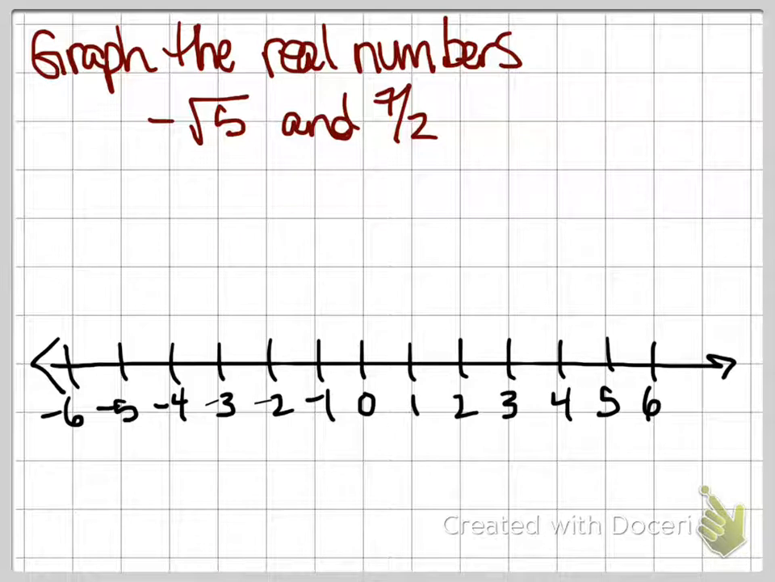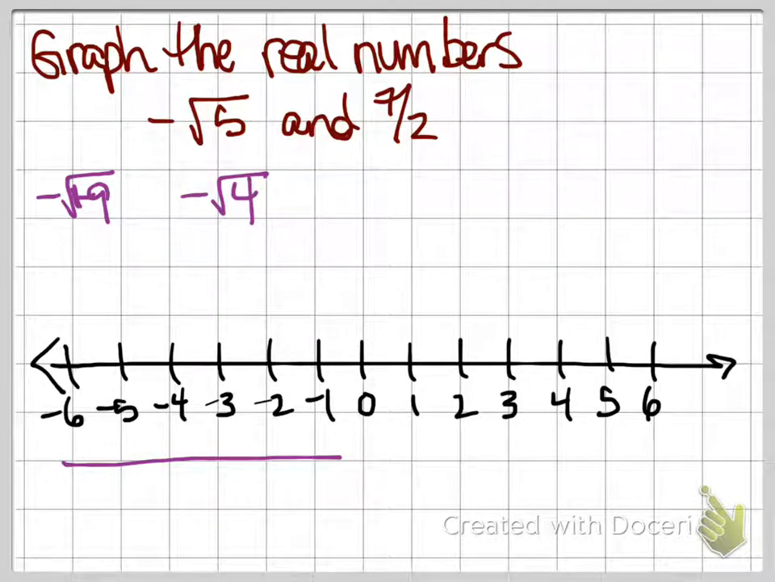However, if you're not allowed to use a calculator, let's look at where the negative square root of 5 would lie. Obviously it's going to be on the negative half of the number line. And if we think about this, the negative square root of 5 is somewhere between the negative square root of 9 and the negative square root of 4. Well, the negative square root of 9 would be negative 3, and the negative square root of 4 would be negative 2. And so this is where the negative square root of 5 would lie. And obviously 5 is closer to 4 than it is to 9, so it's going to lie closer to negative 2 than it is to negative 3.